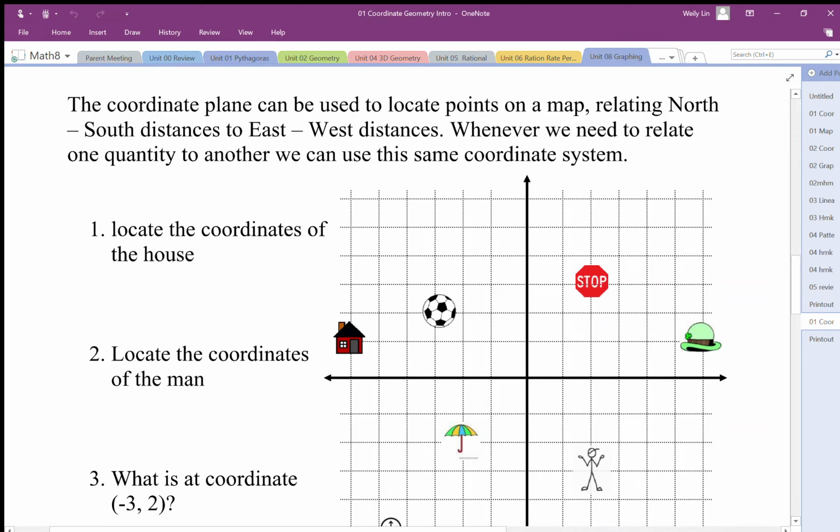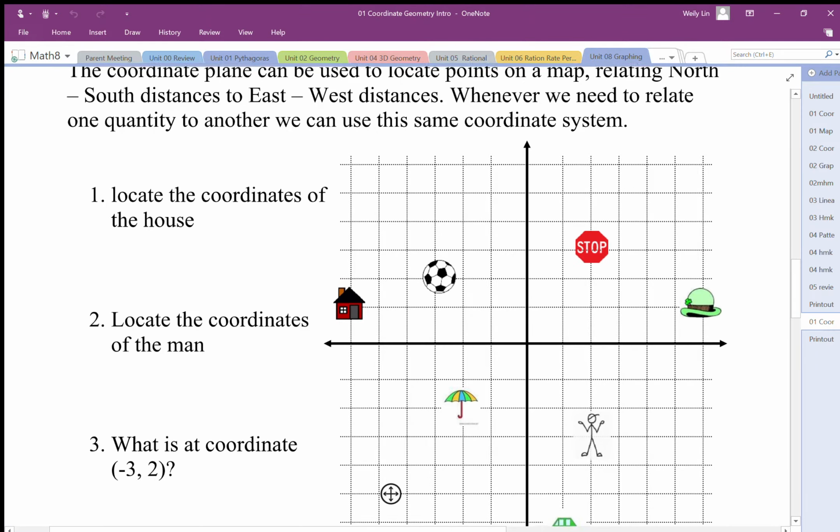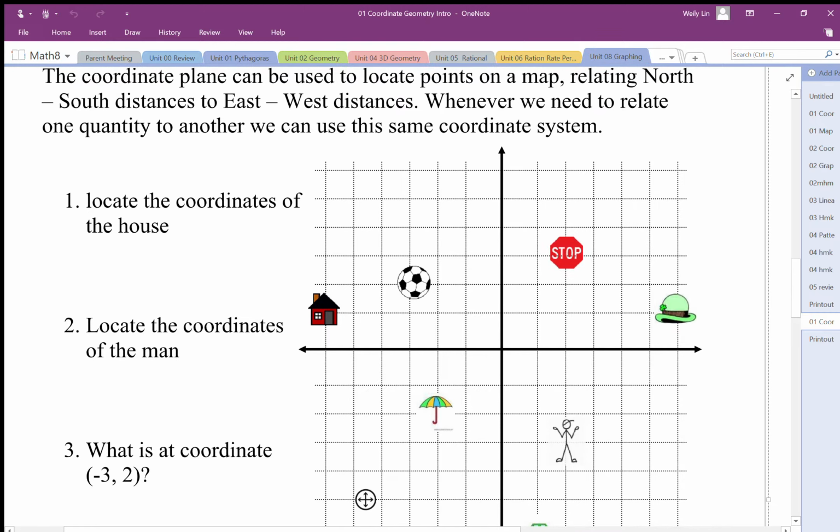We'll use the coordinate plane first to do some mapping of north-south, east-west distances. So what we're going to do is locate the coordinates of the house. The house is this position right here, and we always need to start at the origin when we do our counting. There's our number line, our zero vertically and zero horizontally. And we're going to go to the left. So we're going to go 1, 2, 3, 4, 5, 6 to the left.